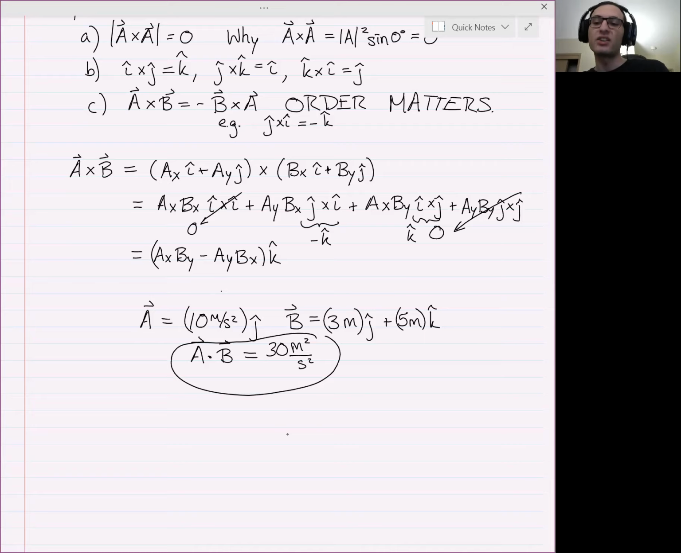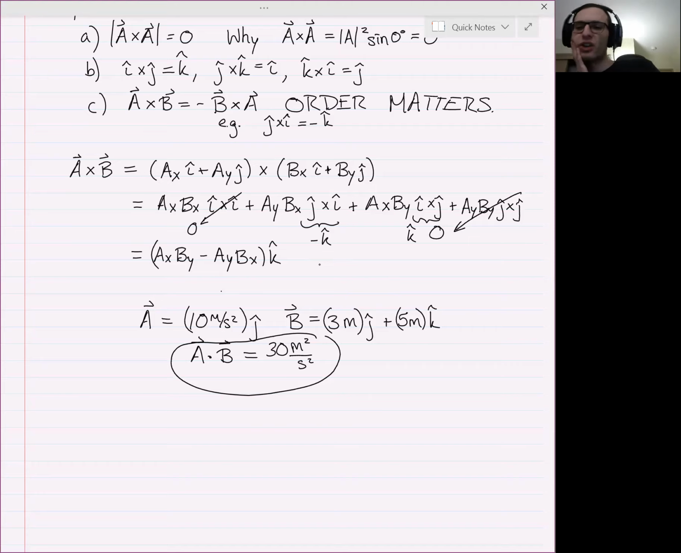Yeah, the k hat can distribute into the vector components. It is like that j cross i is just negative k. It just means a vector pointing in the opposite direction of the k hat vector. Right.